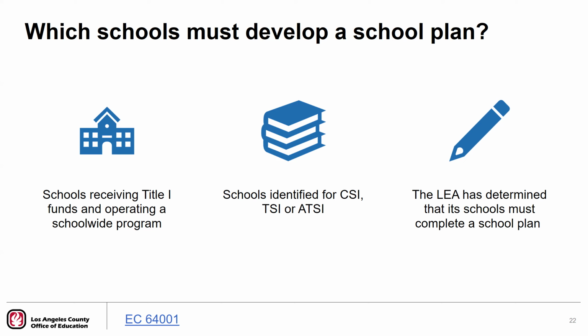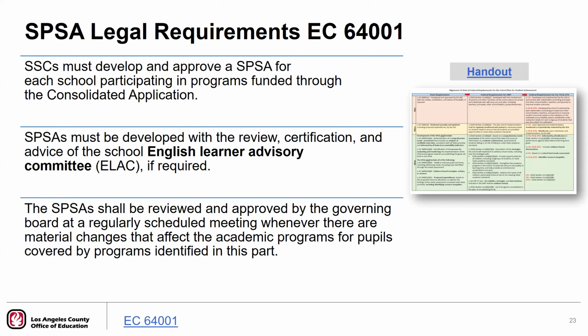There are a number of legal requirements for school plans at both the state and the federal level. And Assembly Bill 716 revised Education Code to streamline and align state and federal planning processes and codified federal ESSA school planning requirements in Education Code Section 64001. And for your reference, we've included a handout that highlights the alignment of state and federal school planning requirements. And so you can see the link to the handout on the slide.